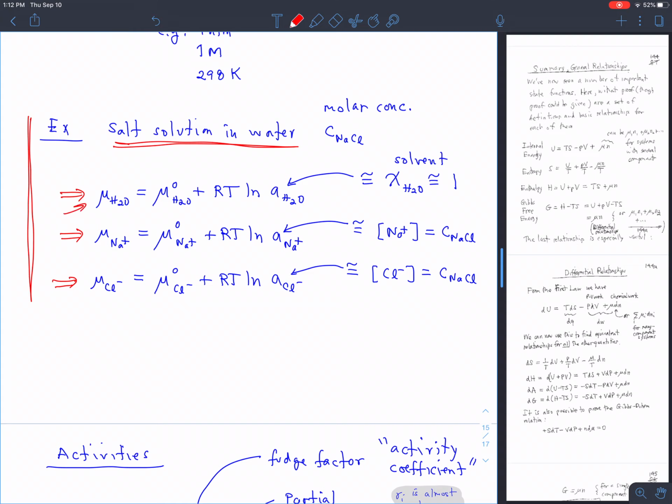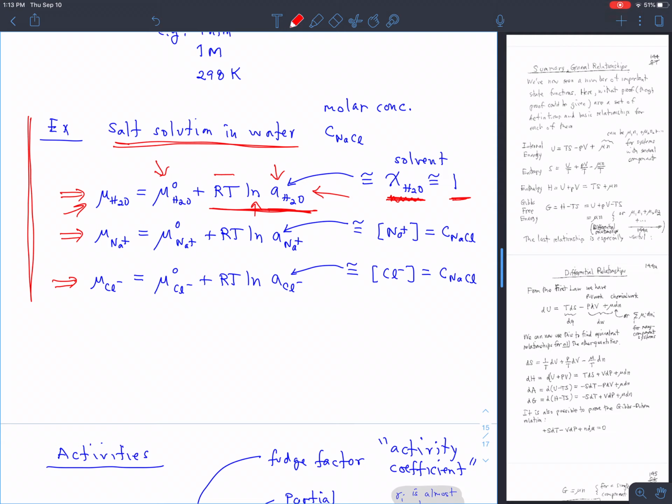So for the solvent, for water, the chemical potential for the water is the standard state chemical potential plus RT times the logarithm of the activity for water. And because water is the solvent, the best choice for activity is to use the mole fraction of water. For a dilute solution, the mole fraction of the solvent is almost always very close to 1. It's 0.99 or 0.999 or something like that. And so the activity for solvents is almost always very close to 1. When you take the logarithm of 1, that means this whole term just disappears.